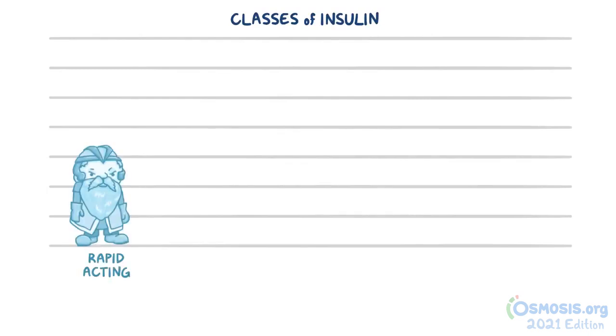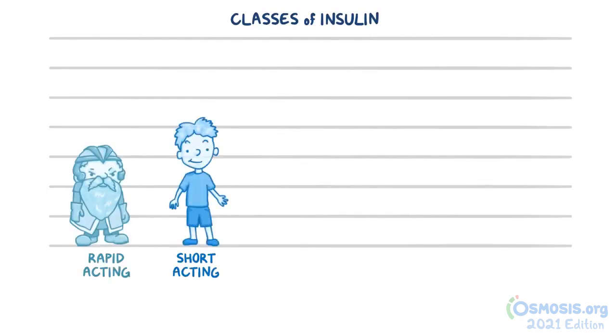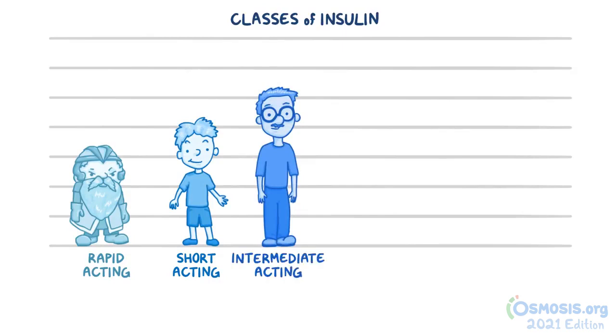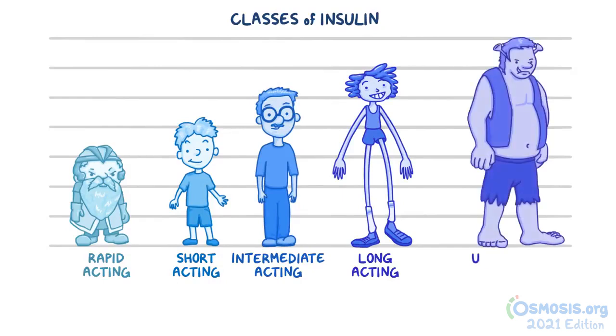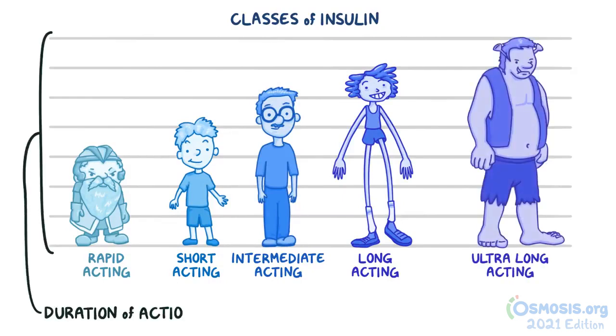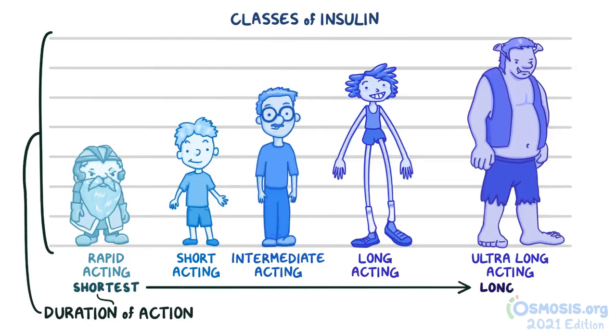Now, let's make a simple and fun mnemonic that will help you efficiently memorize these pharmacology facts. Let's imagine there's an athletic event where each contestant represents a class of insulin. There's a dwarf for rapid-acting insulin, a regular boy for short-acting, a man of average height for intermediate-acting, a tall man with abnormally long legs for long-acting, and an ogre for ultra-long-acting. The height of the contestants corresponds with the duration of action for each of these classes of insulin. So the rapid-acting dwarf has the shortest duration and the ultra-long-acting ogre has the longest.